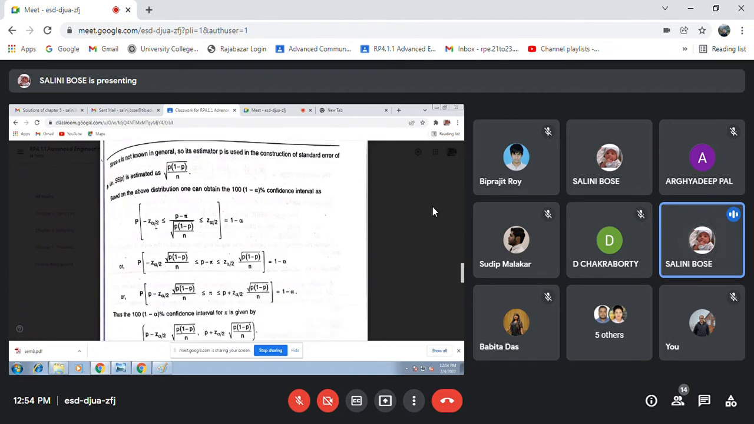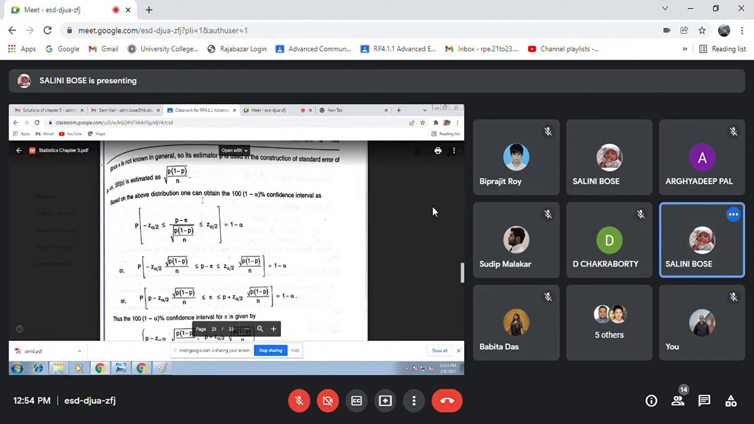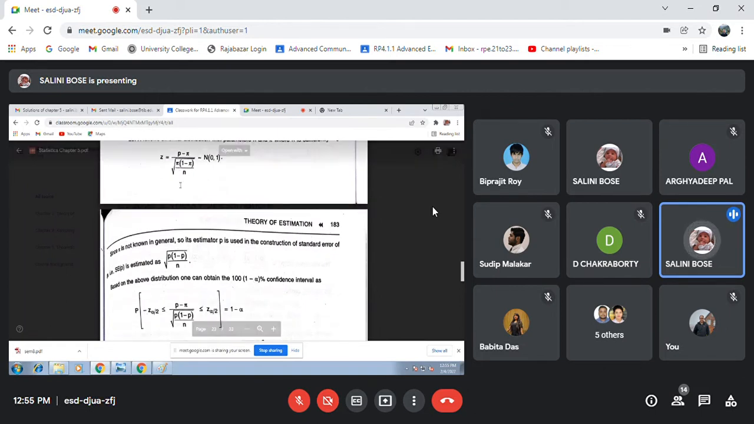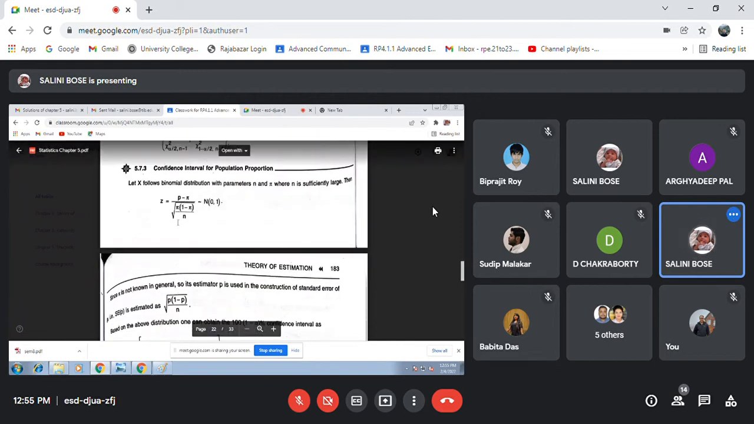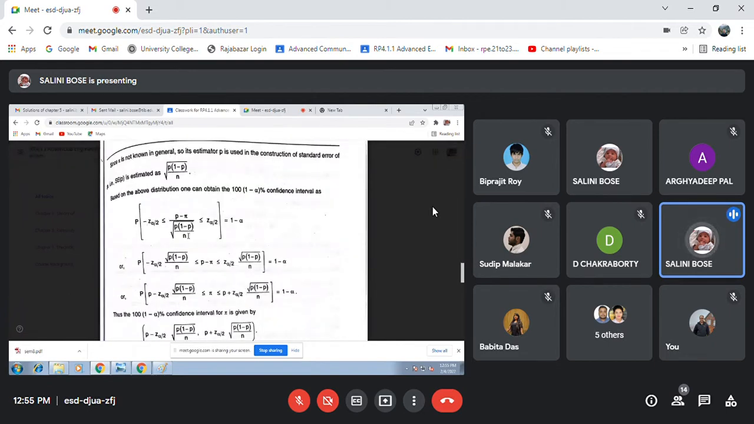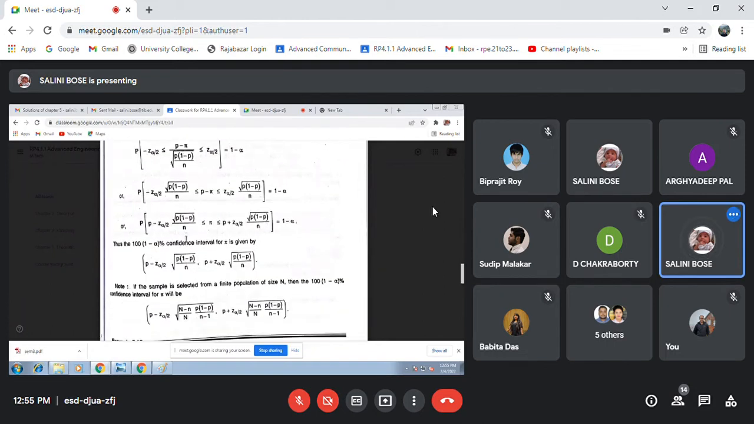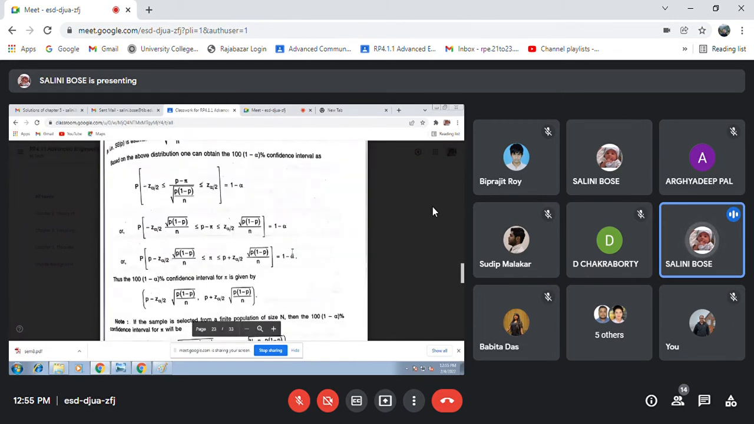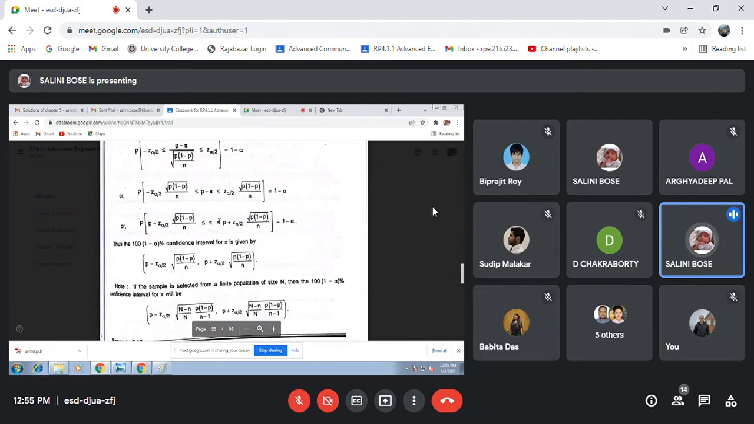and that is nothing but the probability of minus z alpha by 2 to plus z alpha by 2 with p minus pi by, if pi is not known, then we can write in terms of p. So p into 1 minus p by n. And finally, as we have the population proportion, we have to find out in terms of pi. We have to find out the limit of pi. So from this equation, you will get the interval of pi is in between these two limits.